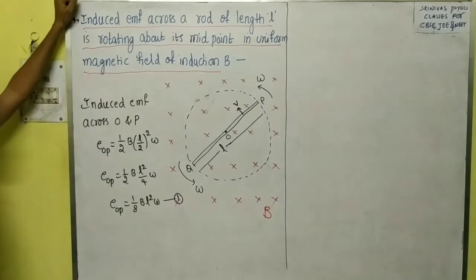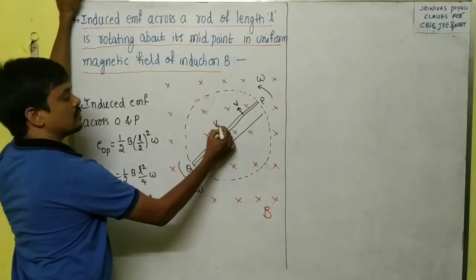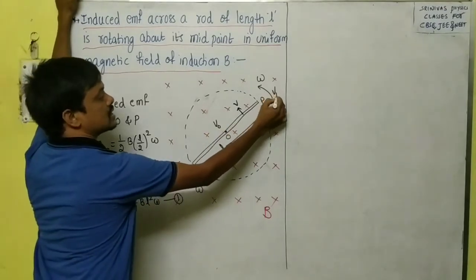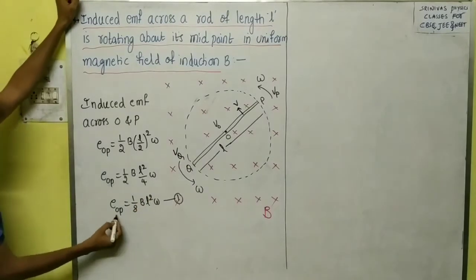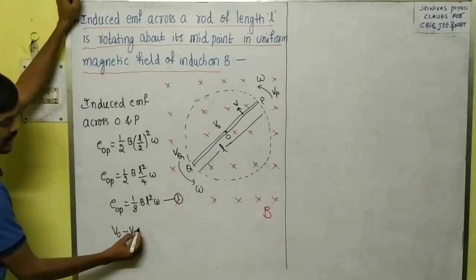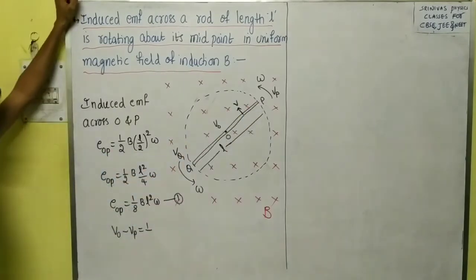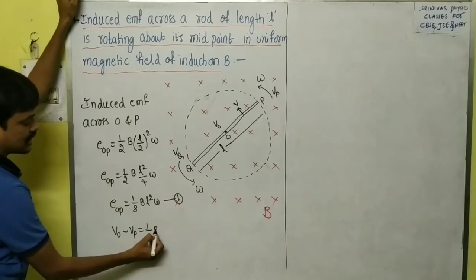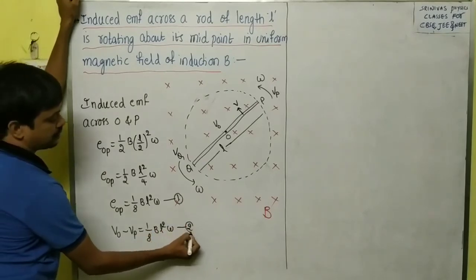But the induced EMF is equal to the potential difference across this. For example, the potential at O is VO, the potential at P is VP, and the potential at Q is VQ. Then the induced EMF between O and P is equal to the potential difference VO minus VP, because O is at high potential and P is at low potential. So we write 1 by 8 B L square omega. This is equation 2.